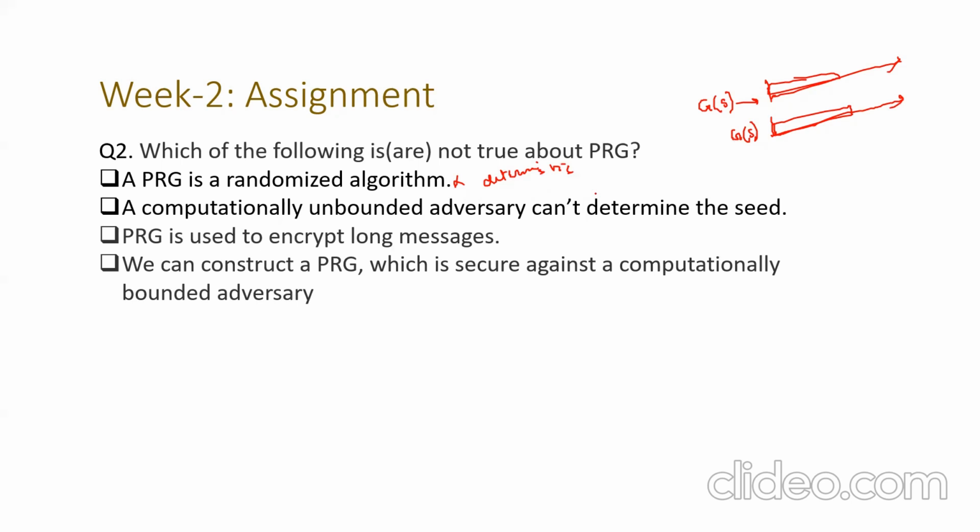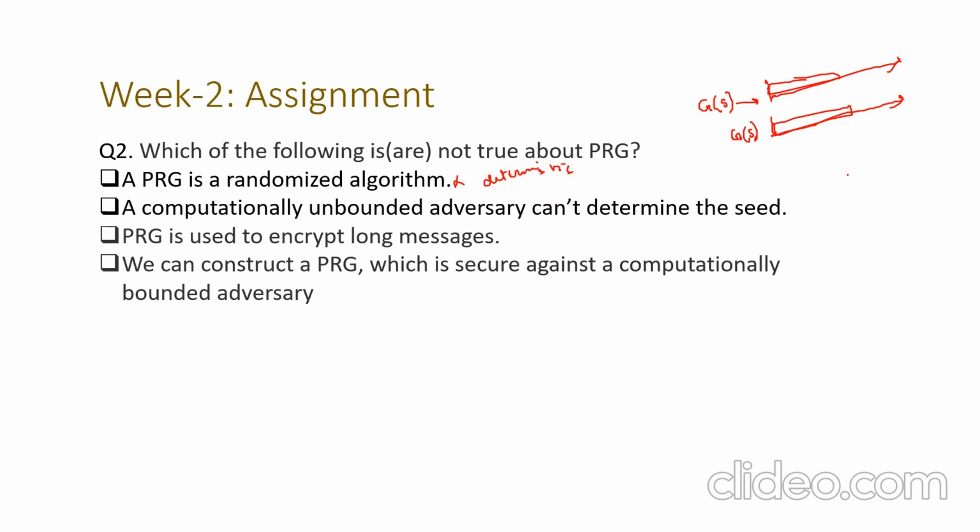Computationally unbounded means the adversary can run for any exponential time. Runtime is allowed. It is unbounded. Okay, there is an answer in the chat. False. Yes, correct. So an unbounded adversary can always determine the seed.